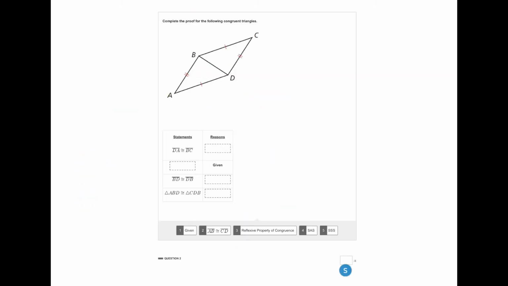For the proof of this side-side-side congruency relationship, this one is given. Here we know that segment AB is congruent to segment CD. BD and DB are congruent because of the reflexive property of congruence, which says that a side is equal to itself, right here. And we use the shortcut side-side-side, since all three sides match up.